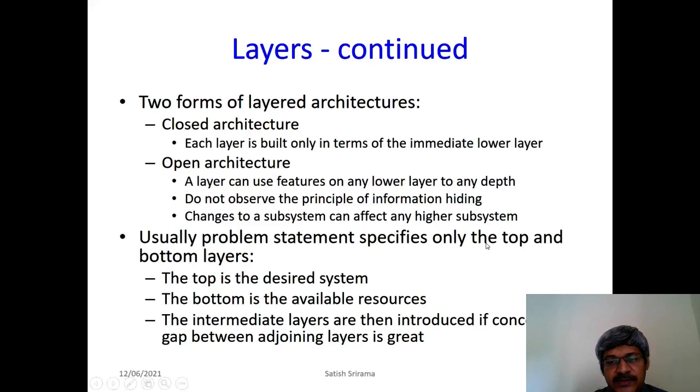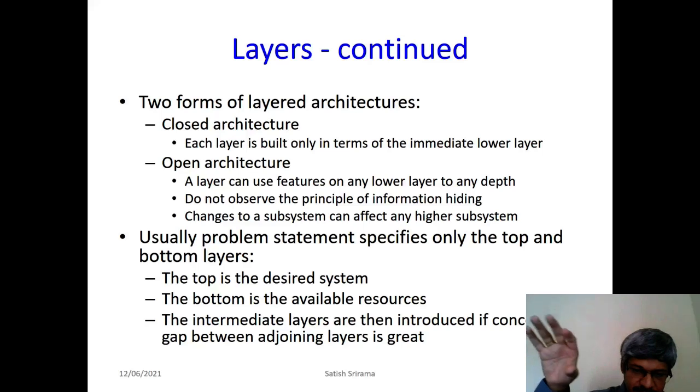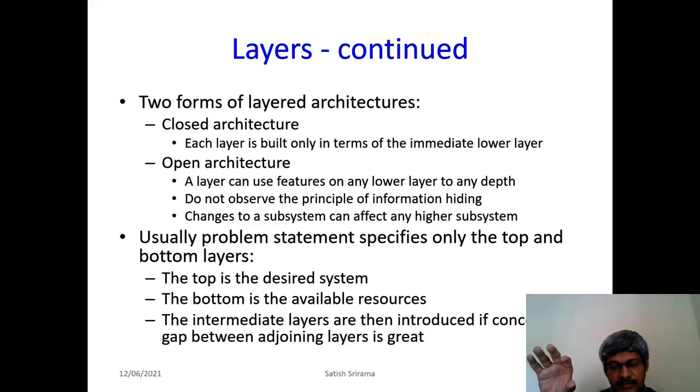Usually the problem statement specifies only the top and bottom layers. So how do you design these layers? Usually the problem statement talks about the top layer, which is the desired system, and the bottom layer, which is the available resources you have. All the intermediate layers are built as subsystems. They are introduced if there is a huge conceptual gap between adjoining layers. That's how you keep on introducing layers one after the other. This is the layered way of dividing a system into subsystems.